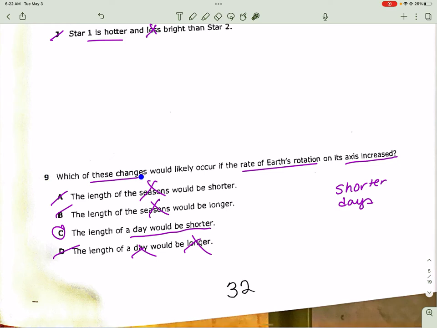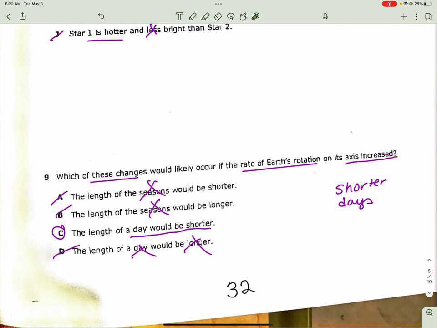Which of these changes would likely occur if the rate of Earth's rotation on its axis increased? So then think about it. We have the Earth rotating, and if it goes a lot faster, we're going to have shorter days, okay? Kind of like if you run faster than slow, when you run faster, the clock is not going to move as much. That means you're going to take less time to get from one place to another. So the length of the seasons don't have anything to do with it. So that's why I X'd out seasons. The length of the seasons would be longer.